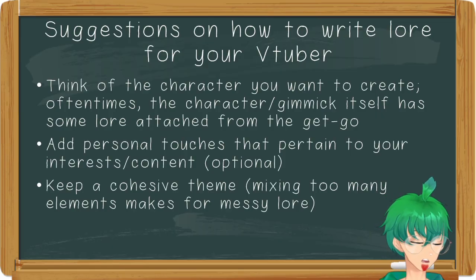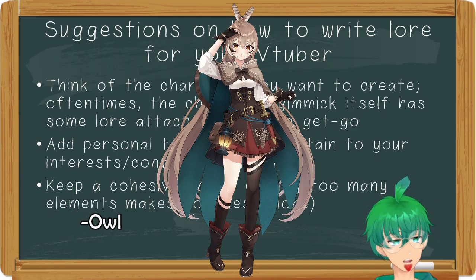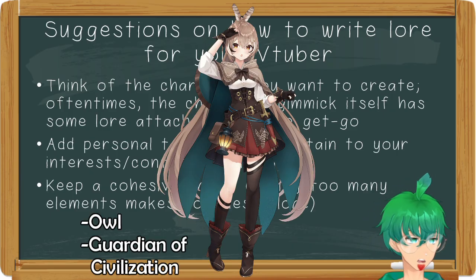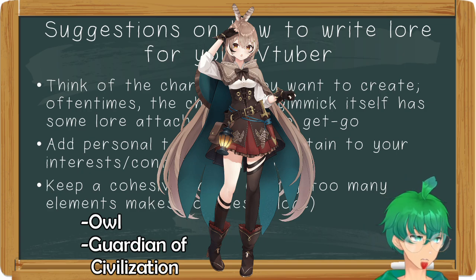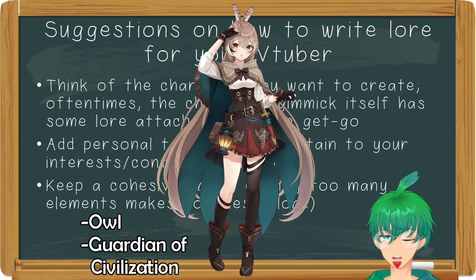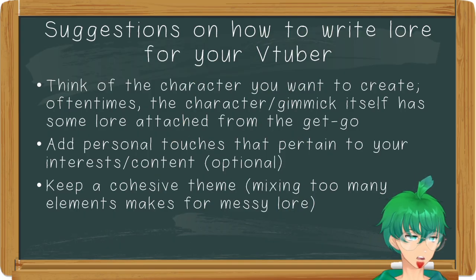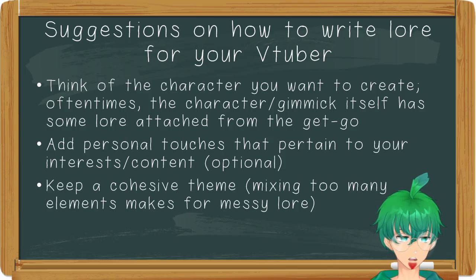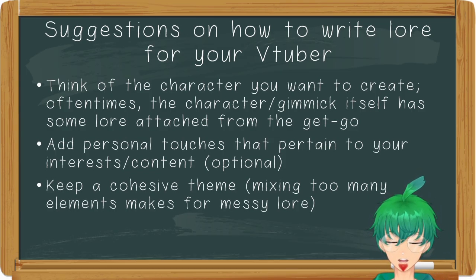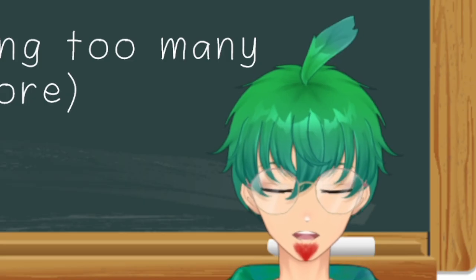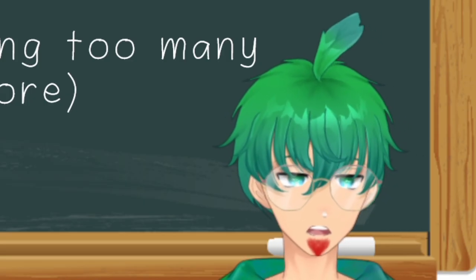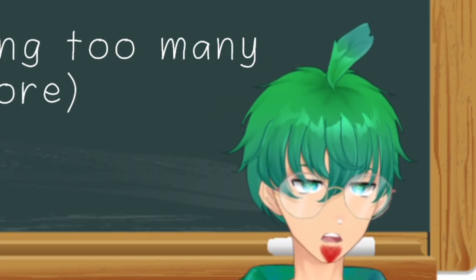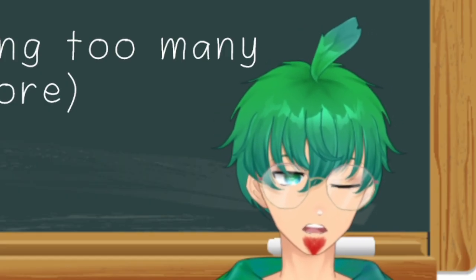Keeping it simple, like, going back to Nanashi Mume, she's an owl, but she's also the guardian of civilization. So you've got an animal and you have a concept of civilization to build off of. And it's really just those two things as her VTuber elements, the things that make up her as a character. Adding too much is like trying to spread yourself too thin, and there's no cohesive center to build off of.